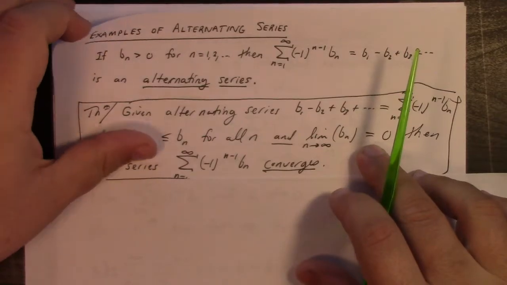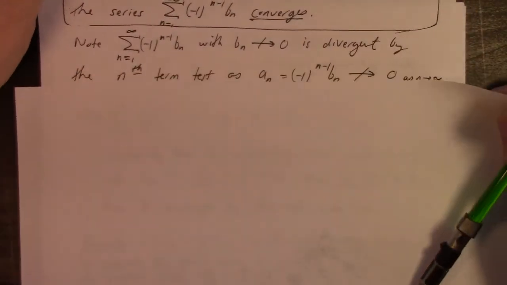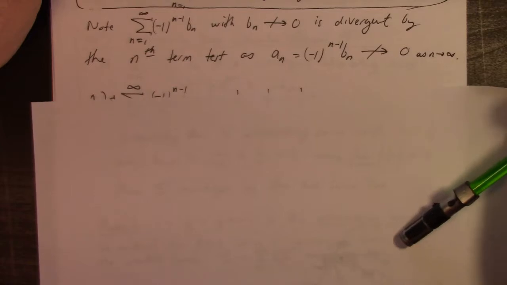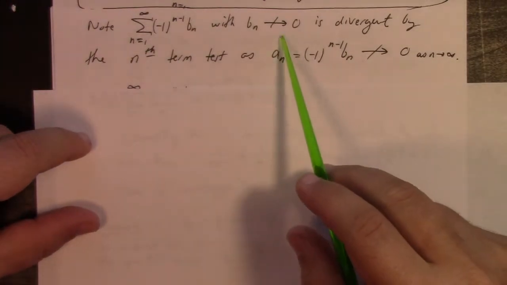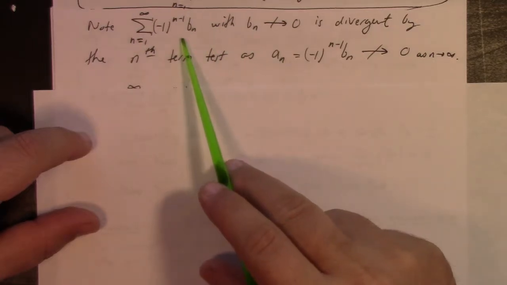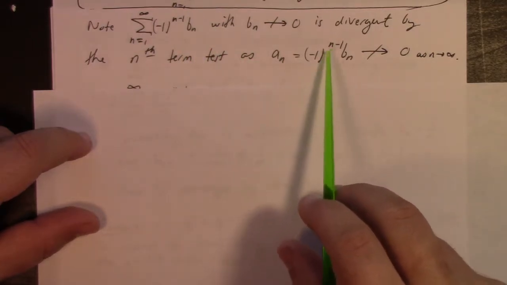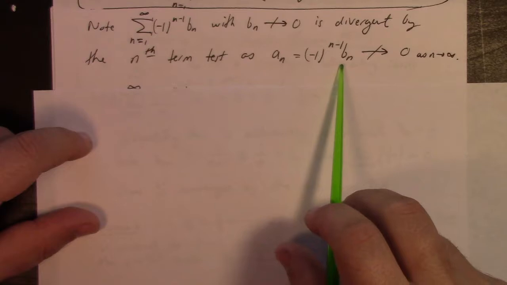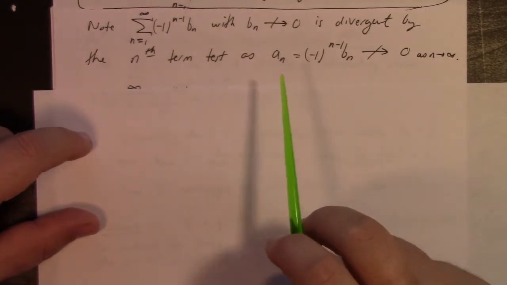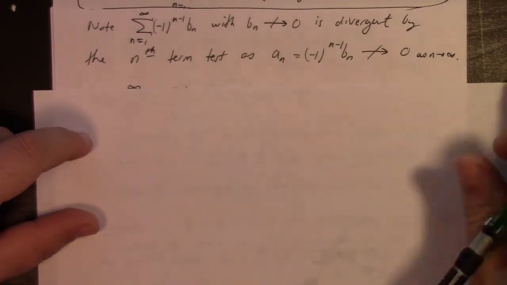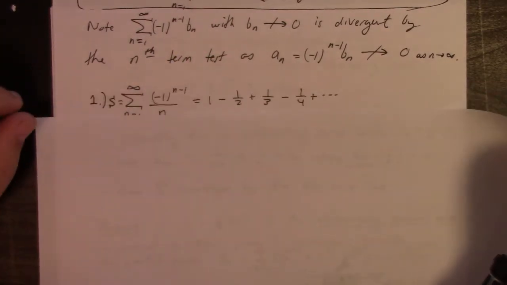All right. So let's look at an example. Well, okay, a little bit more first to comment. On the other hand, if the b sub n does not go to 0, then this diverges by the nth term test, because then a sub n would be minus 1 to the n minus 1 times b sub n, which of course is not going to go to 0 as n goes to infinity, so by the nth term test, that would be a divergent series. All right.